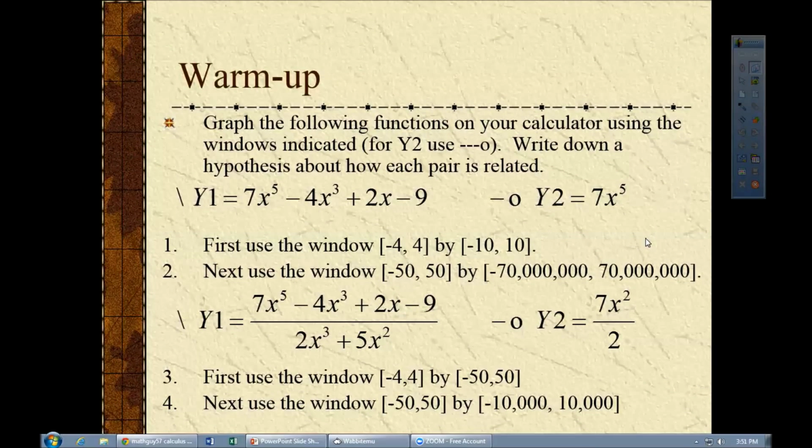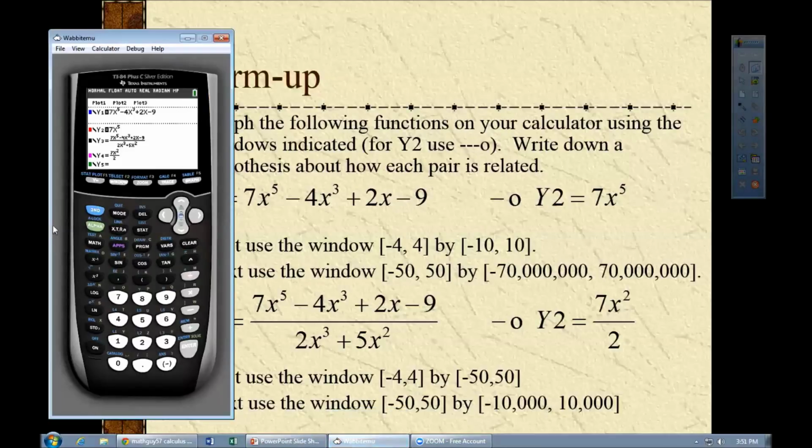So the first thing I'd like to do is compare the function 7x to the fifth minus 4x cubed plus 2x minus 9 to the function 7x to the fifth. I'm going to compare those visually on a graphing calculator, and I've set my window to -4 to 4 for the x's, -10 to 10 for the y's. This should give us a view of what these functions look like near zero.